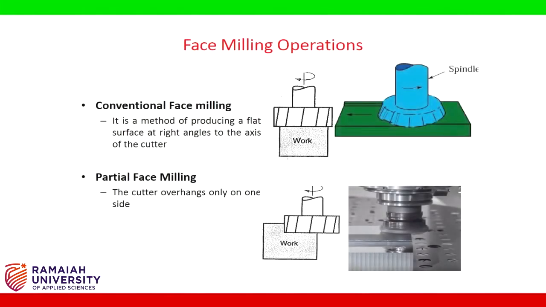Face milling operations. Conventional face milling. It is a method of producing a flat surface at right angles to the axis of the cutter. Partial face milling. The cutter overhangs only on one side of the workpiece during machining.